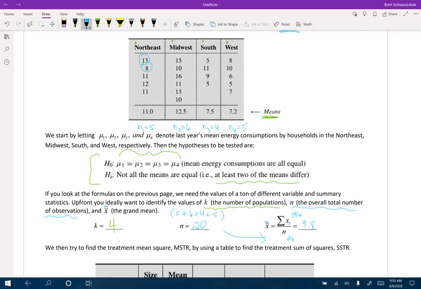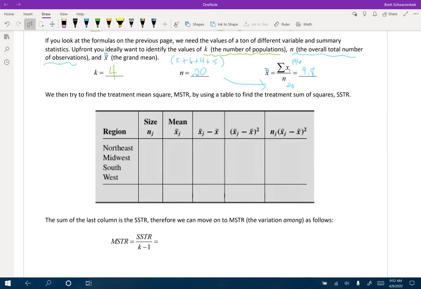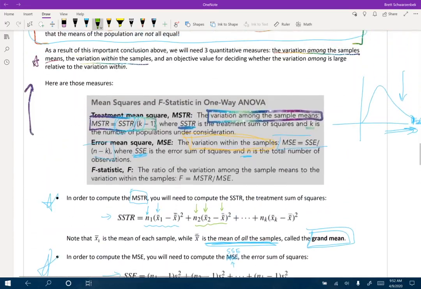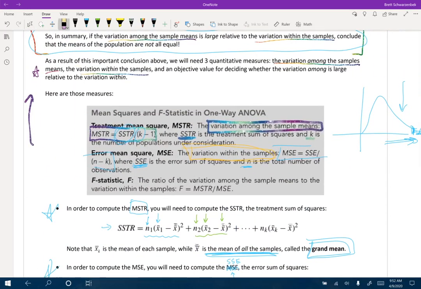So that is the average energy consumption among all of the regions separately, individual households. Okay, so next we have to determine how we actually find the treatment mean square. So let's just return here. Let me get a big fat eraser and get rid of all the noise here.